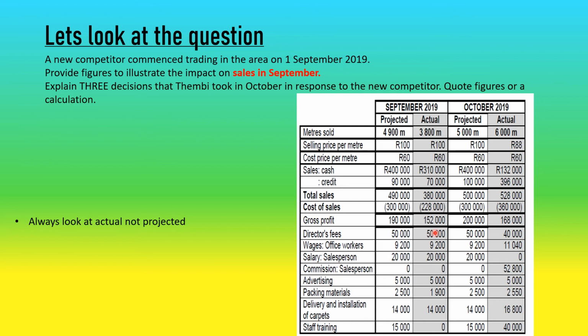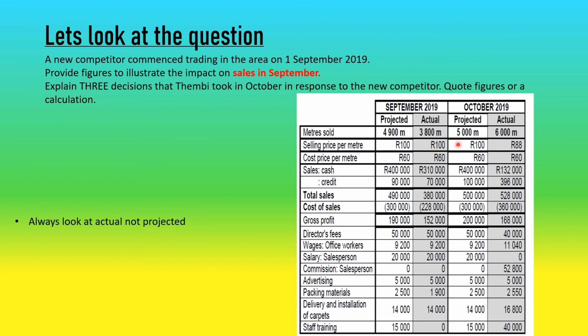And therefore you will see the next question, and the next month you will see Tembe takes decisions to help his business. But you can see the impact on his sales was that his sales decreased. What you can do is show the percentage it decreased. So you would take the actual sales 380,000 minus 490,000 over 490,000 to explain the percentage of drop in sales. Now to do the second part, it says 3 decisions that Tembe took in October to respond to the new competitor. Let's start from the top.